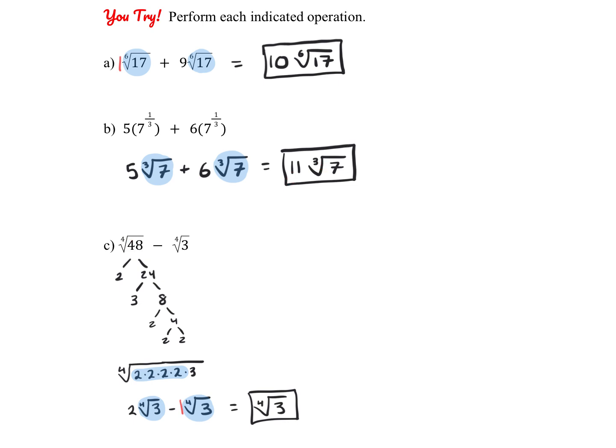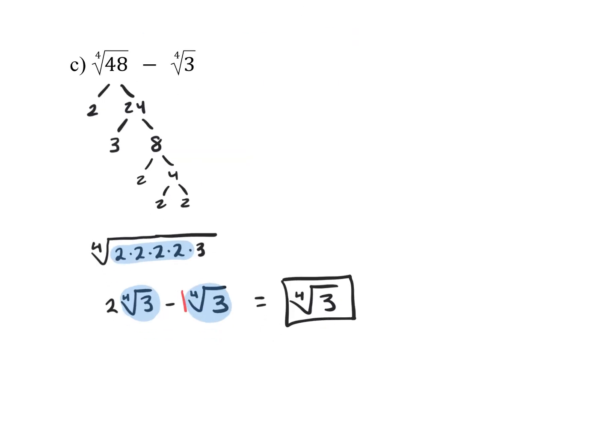For part C, you need to simplify this radical expression first, but once you simplify, you do end up with 2 times the 4th root of 3. So you have a 4th root of 3 and a 4th root of 3. So I can actually subtract these. 2 minus 1 is 1.